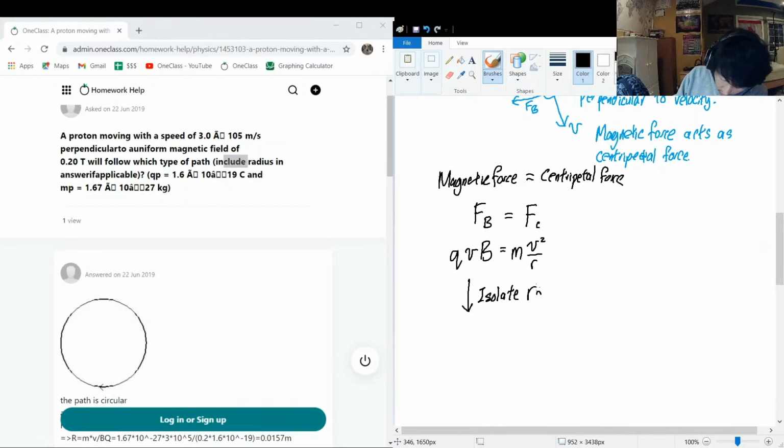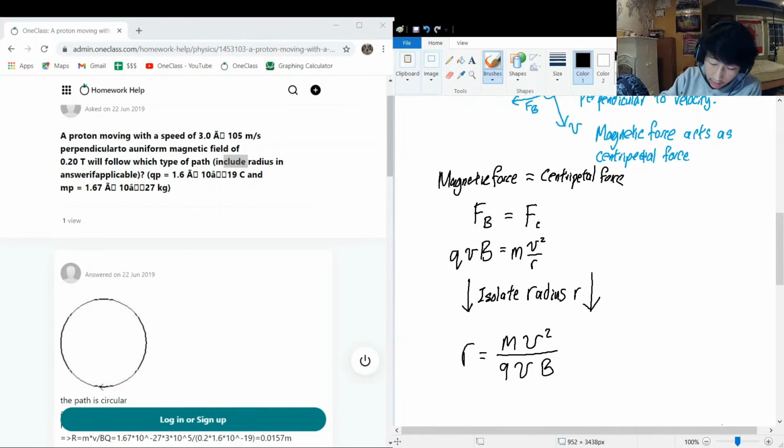Isolate radius r. Let's do it like this. We can multiply both sides by r to get r on the upstairs, and divide both sides by QVB. So r equals mv squared over, that v is kind of sketchy looking, let's redraw that, v squared over QVB. With some quick algebra, we can see that the v on the downstairs neutralizes the v squared, so it just becomes a regular v on the upstairs.